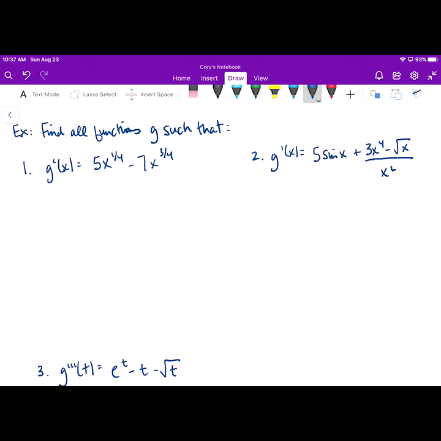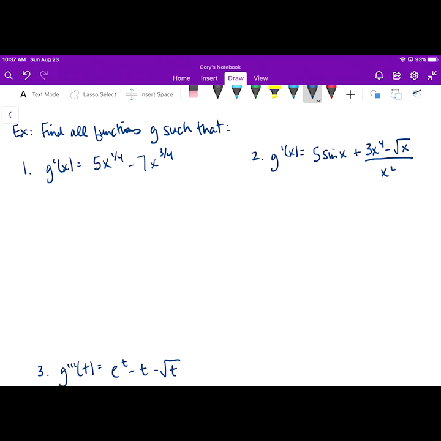Okay, so let's get into some examples involving antiderivatives. The directions here ask us to find all functions g such that for number 1, g prime of x is equal to 5x to the 1/4 power minus 7x to the 3/4 power. I know I'm finding the antiderivative because we are given g prime and asked to find the function g.